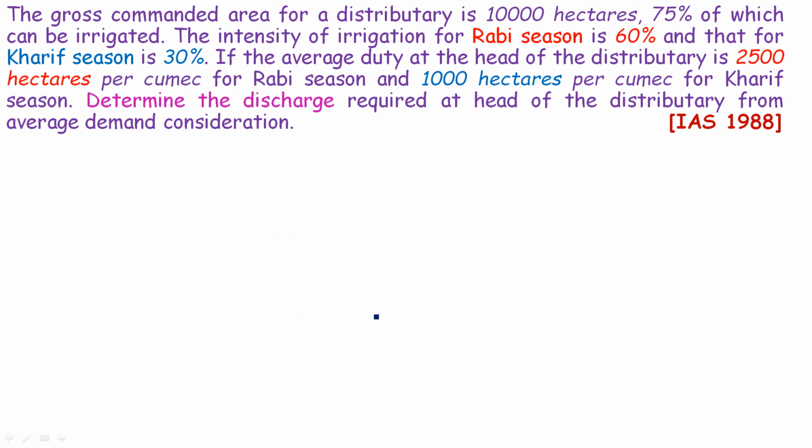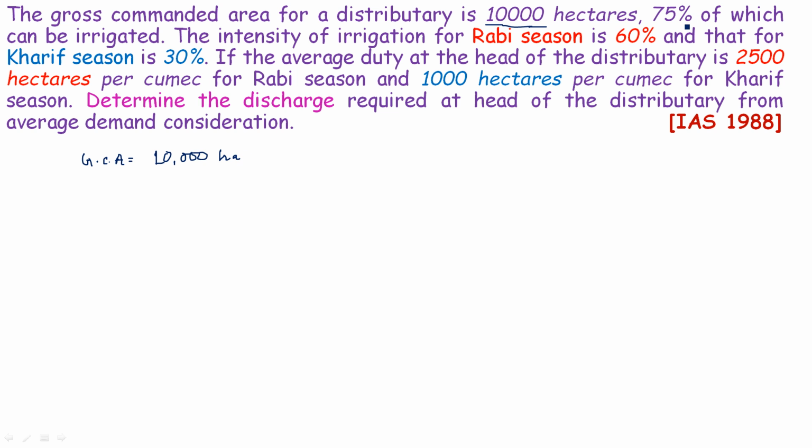Now, in this question it is saying that the gross commanded area for a distributary is 10,000 hectares. So it is the gross area. We can write gross commanded area is 10,000 hectares.